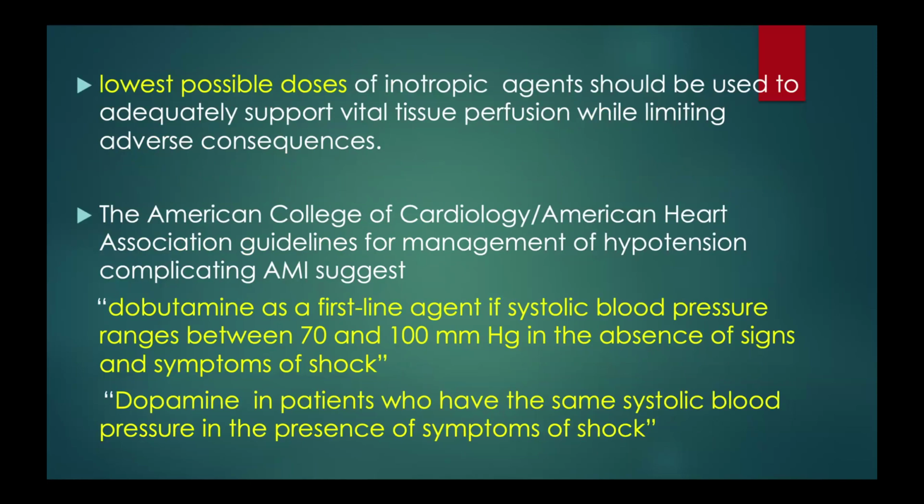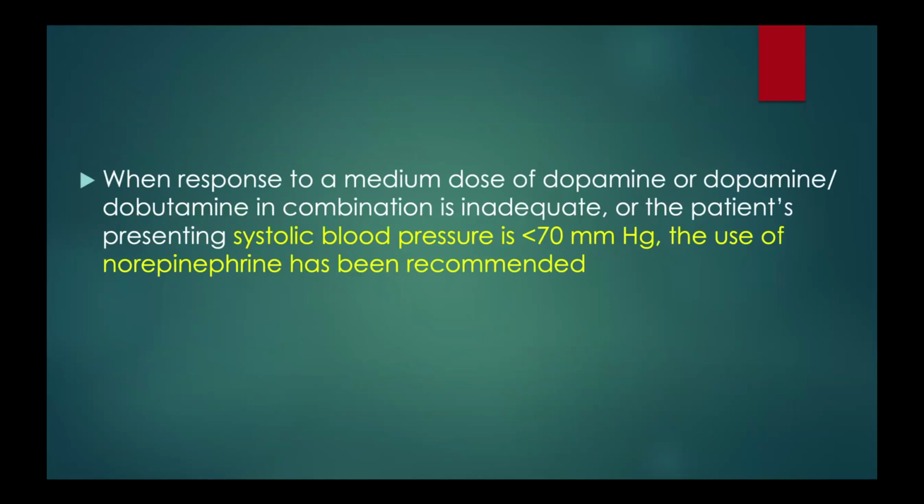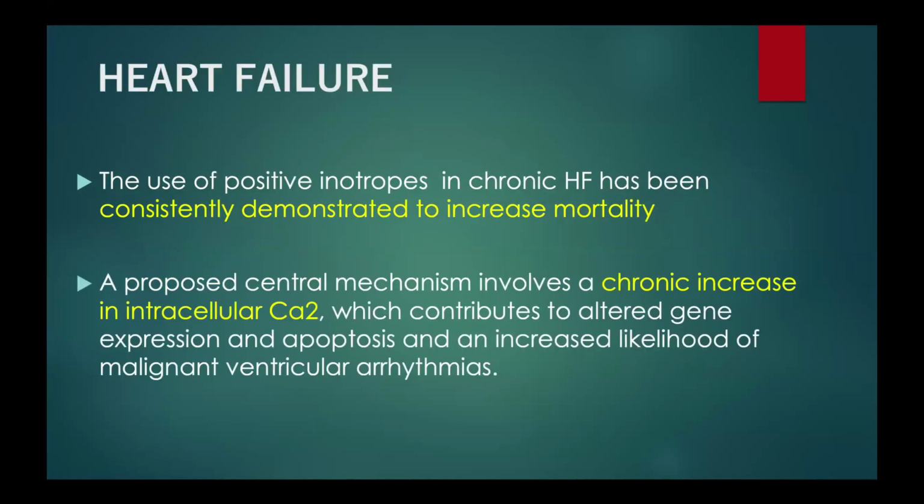So here, as per the American College of Cardiology, dobutamine acts as a first line agent if systolic blood pressure ranges between 70 and 100 in the absence of signs and symptoms of shock, whereas dopamine is used in patients who have the same systolic blood pressure in the presence of symptoms of shock. When response to a medium dose of dopamine or dobutamine in combination is inadequate, or the patient's presenting systolic blood pressure is less than 70, the use of norepinephrine has been recommended.